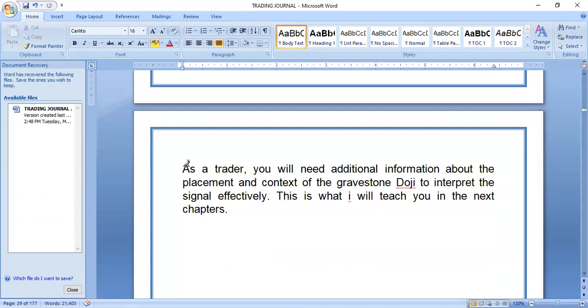Then you should know that as a trader, you will need additional information about the placement and the context of gravestone doji to interpret the signal effectively. This is what I will teach you in the next chapters.